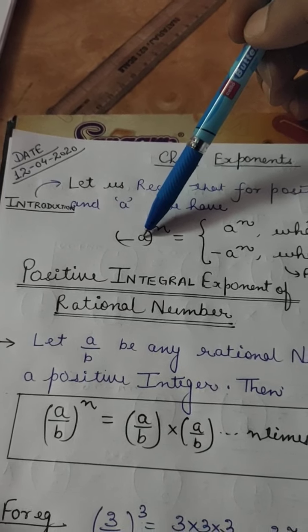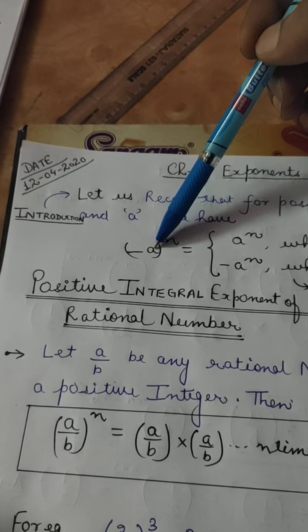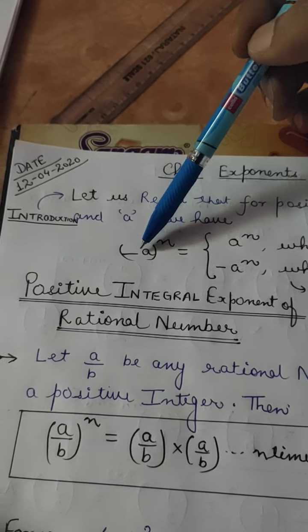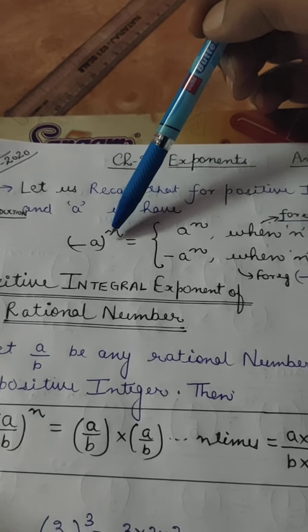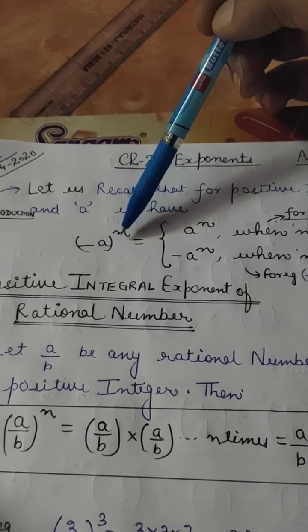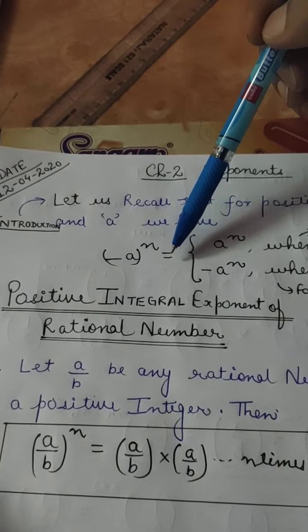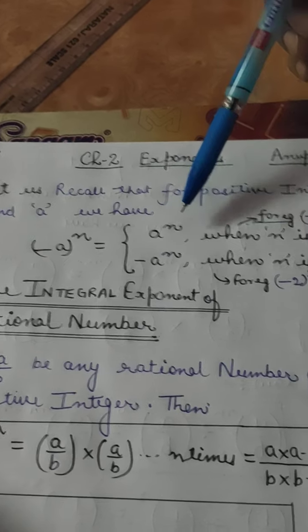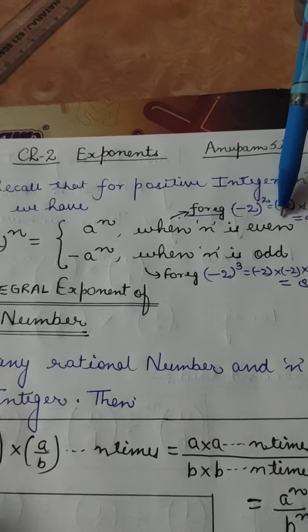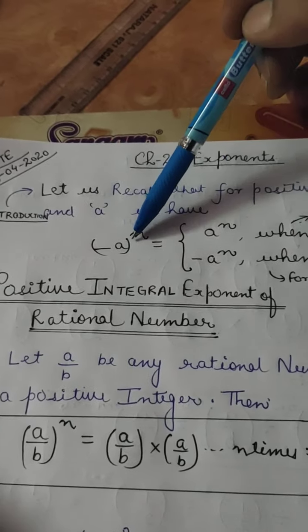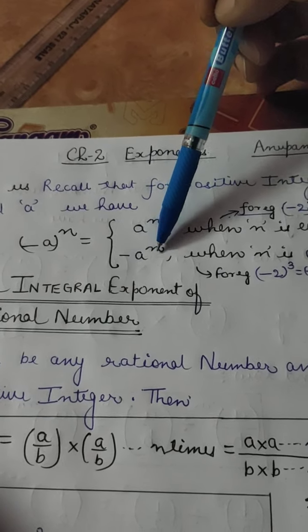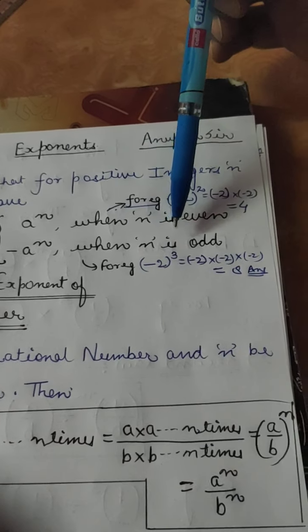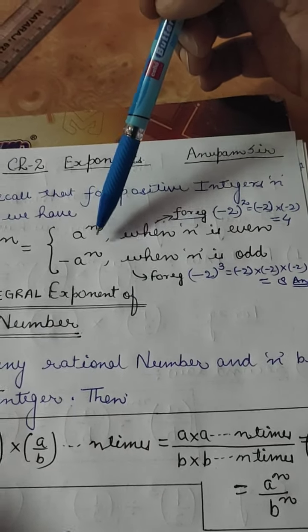Here minus a, here a is an integer with minus sign and it has been raised to the power n. So its result will come out to be plus a to the power n if n is even, and its result will come out to be minus a to the power n if n is odd. Let us see how it comes.